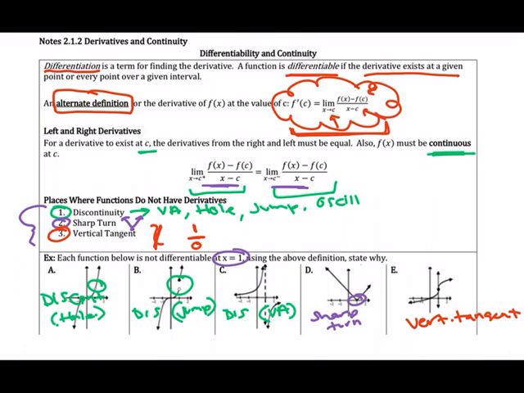We talked about how the left and right limits need to be the same in order for us to find these derivatives, and we're going to apply that in the next section a little bit further. And then lastly, we wrapped up by talking about what the alternate definition is and how to find the derivative at a particular value using the alternate definition for derivative.